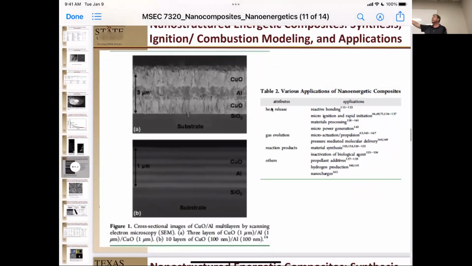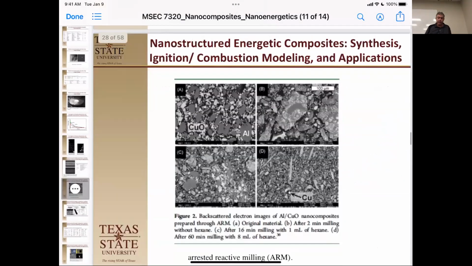So let's see, we can mix things. We can do a solid gel. We can ball mill. We can do layer by layer. Oh, let's see what else. We can also do that arrested reactive milling, okay? In this case, they're not going past the point where everything's gone off, but actually they did. They went too far because they're finding some copper here.